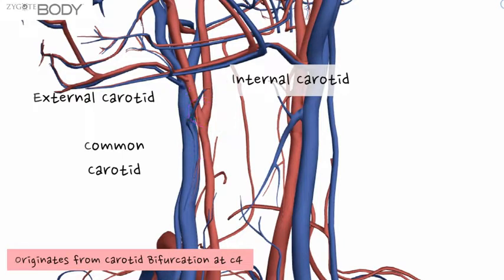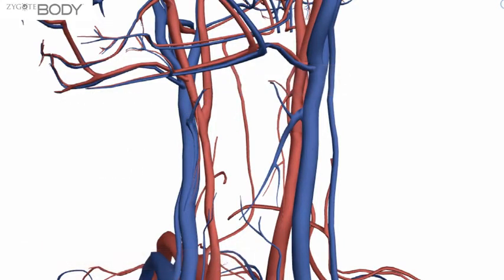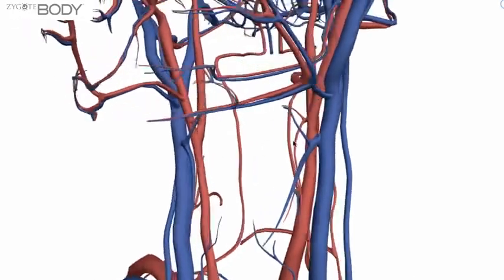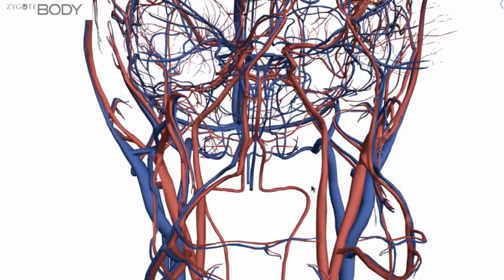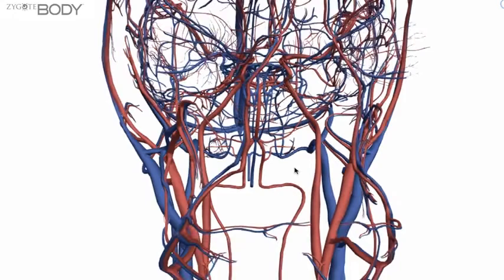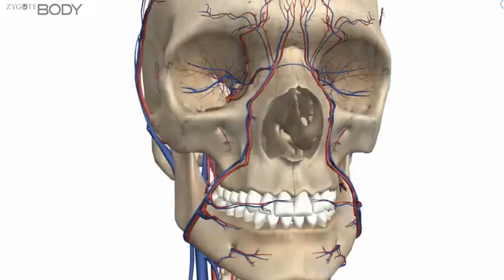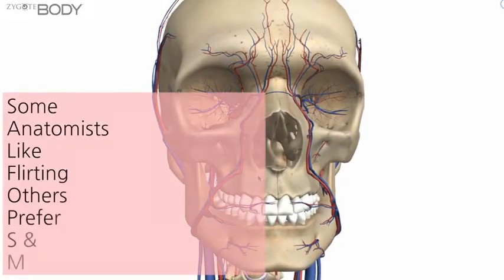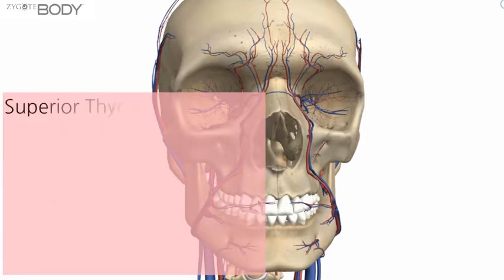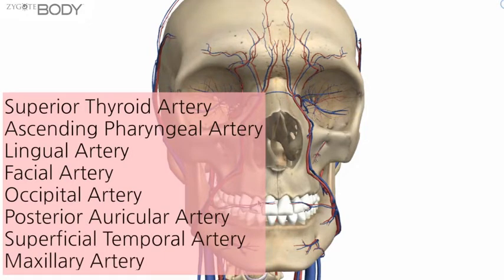Now, a nice mnemonic that I like to use when I'm trying to remember the branches of the external carotid says, some anatomists like flirting while others prefer S&M. I know that sounds a bit funny, but it really does help. This stands for the branches of the external carotid, which are the superior thyroid artery, the ascending pharyngeal artery, the lingual artery, facial artery, the occipital artery, the posterior auricular artery, the superficial temporal artery, and finally the maxillary artery.